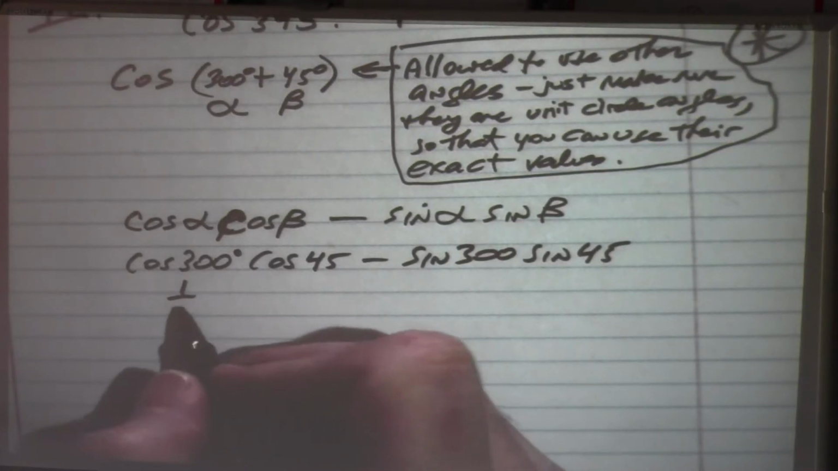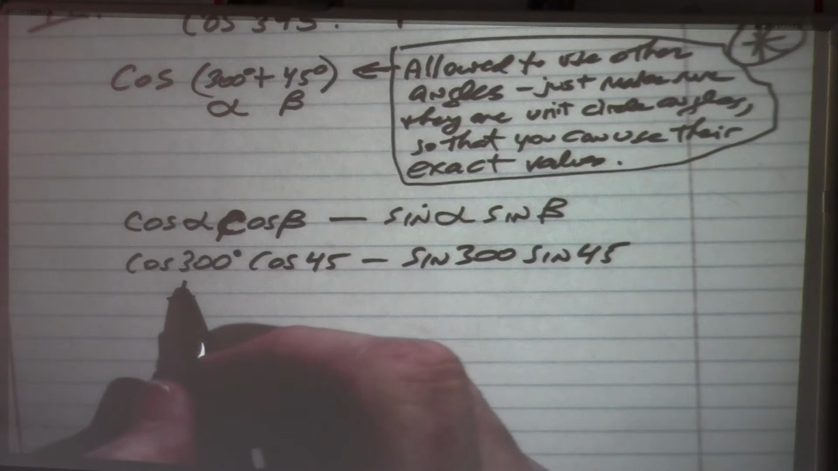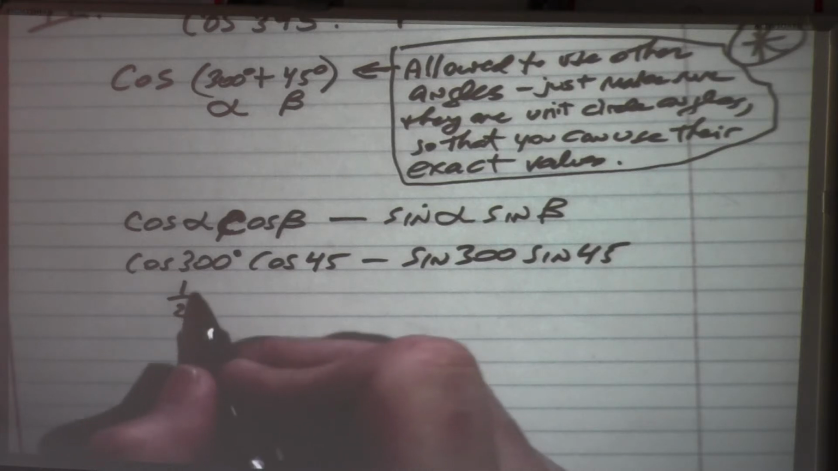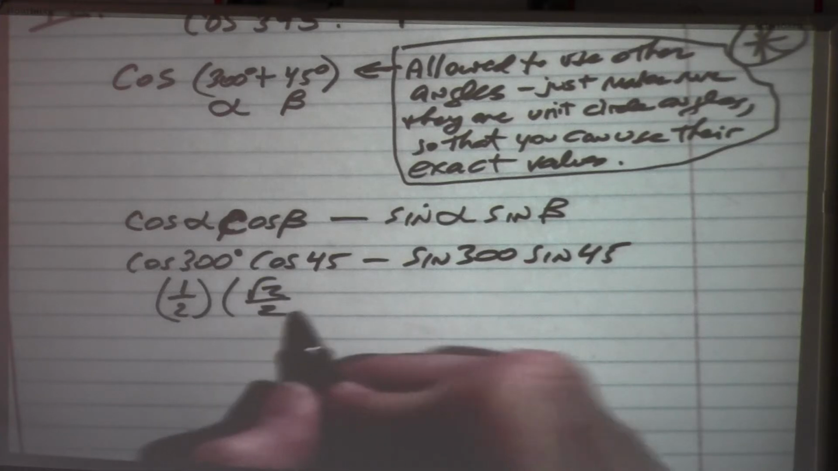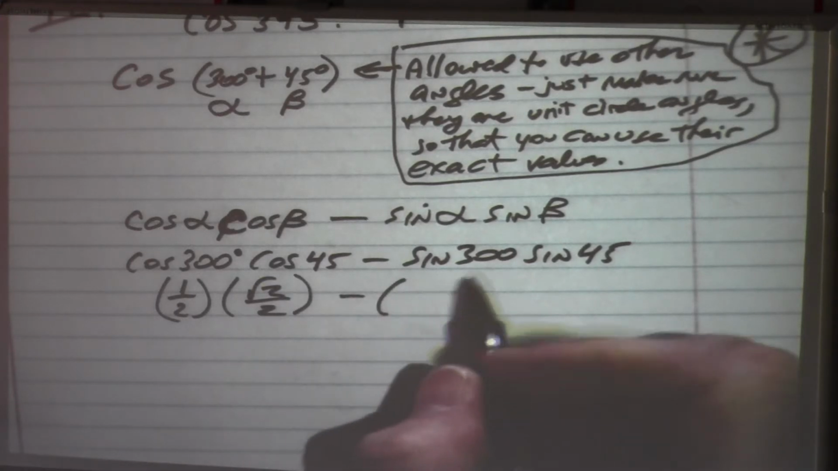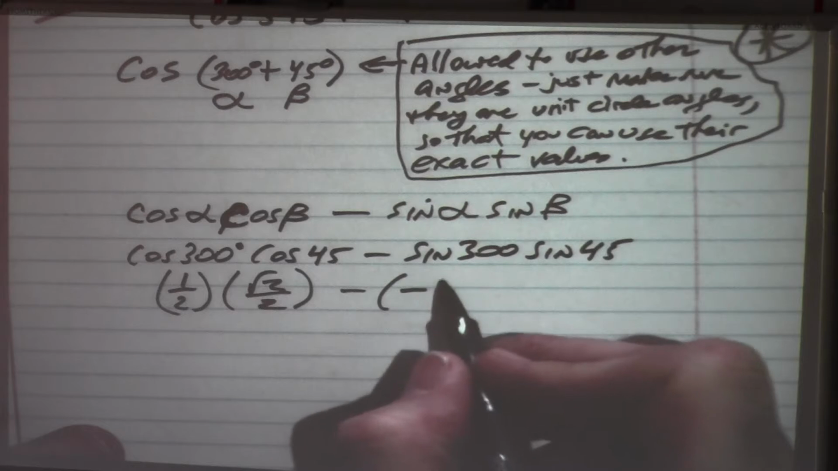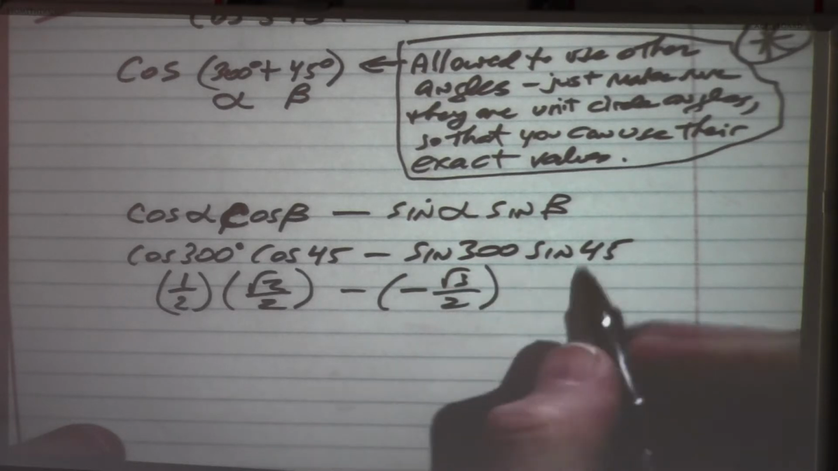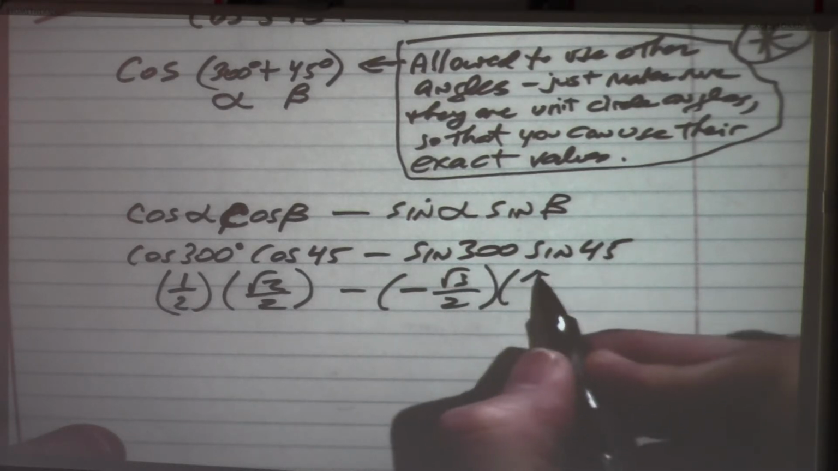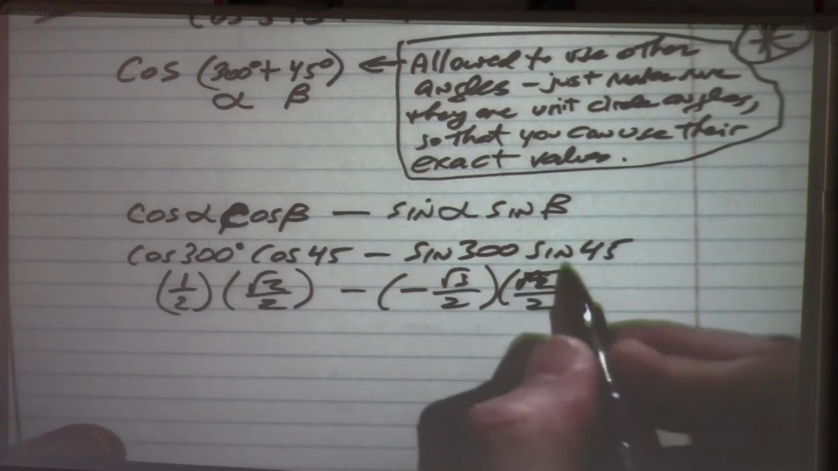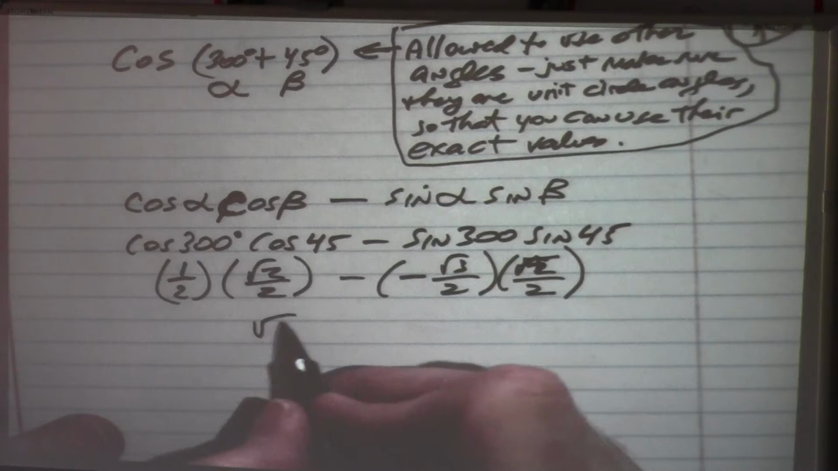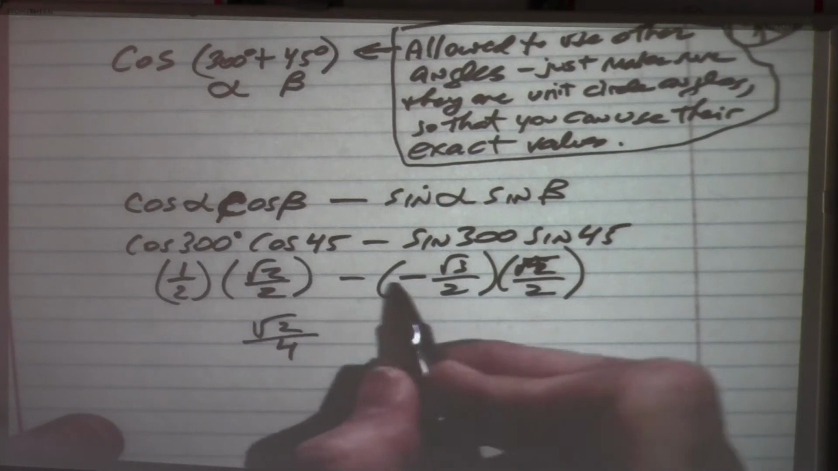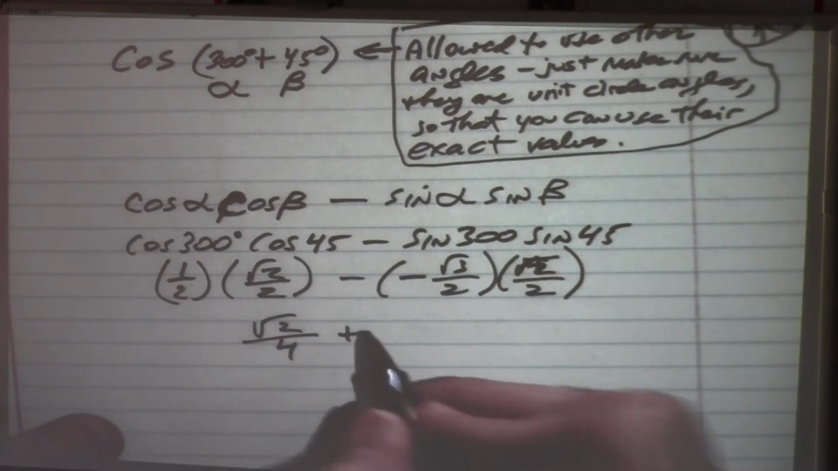So if you go to 300 degrees on the unit circle, you see that the cosine is 1/2, and at 45 degrees, it's the square root of 2 over 2. And then we'll subtract, well, the sine at 300 is negative root 3 over 2, and the sine at 45 is root 2 over 2. And now it's just multiplying things. 1 times root 2 is root 2, and 2 times 2 is 4. Minus and minus makes that a plus.